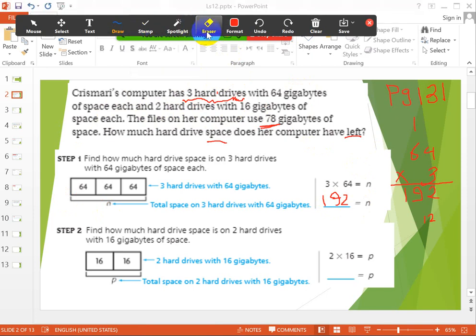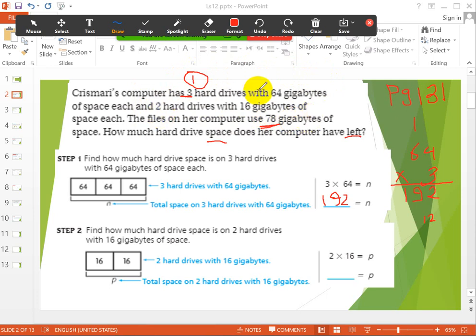So I have 2 kinds of hard drives. The first kind is 3 hard drives. This is the first kind, okay? The first kind, 3 hard drives. Each one, the space for each one equals 64. So that means for the space for 3, I have to multiply the number of hard drives with the space of each one. Also, 2 hard drives with 16 gigabytes.